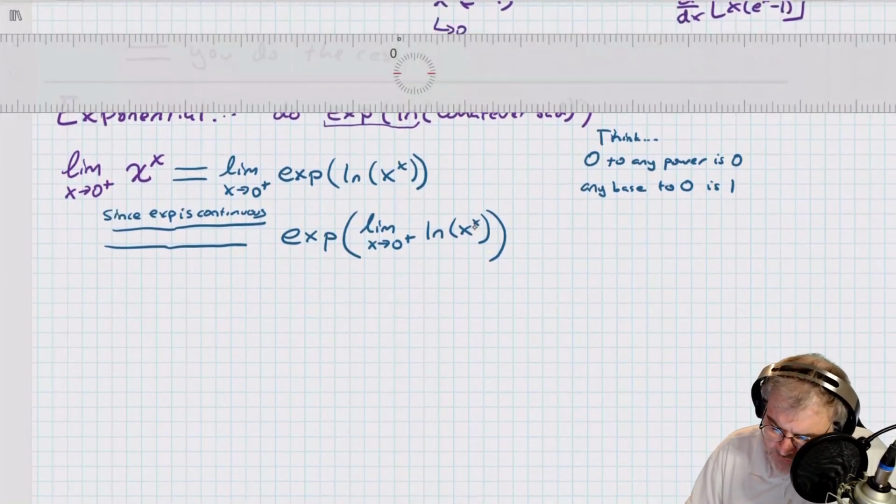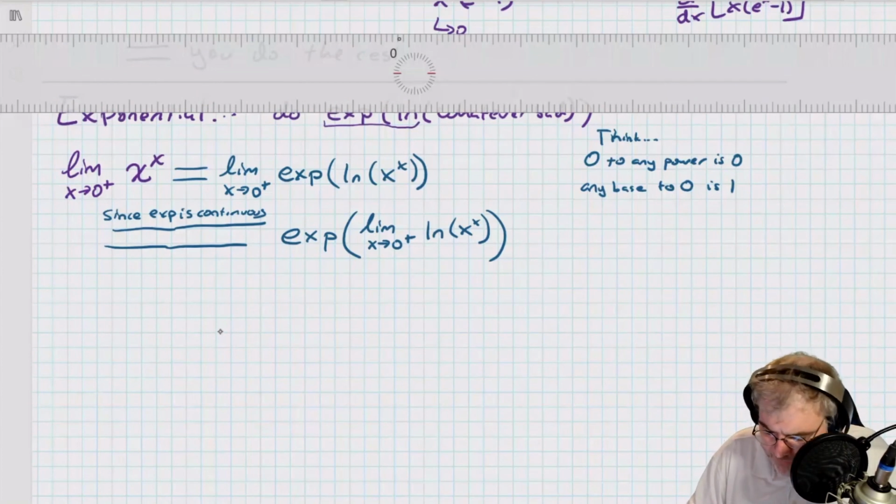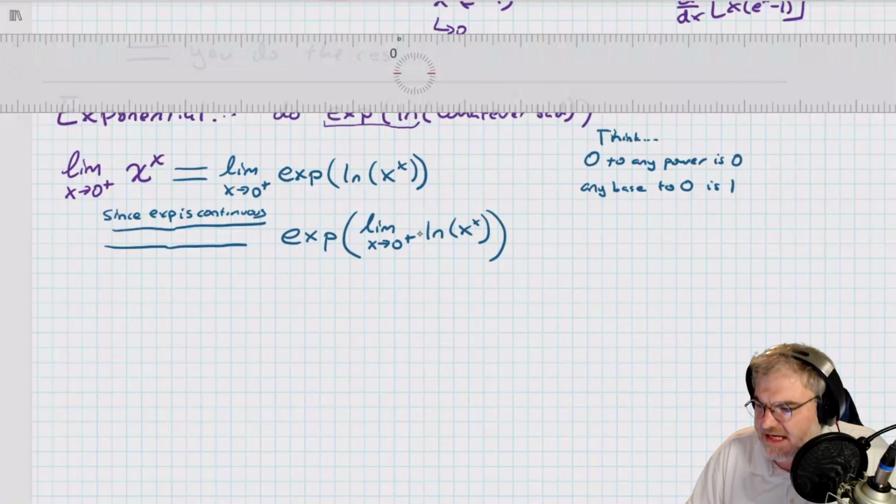Now, I use a little bit of algebra here. No calculus has been done yet, except for, of course, that. But I'm not taking any derivatives here. ln of x to the x equals x times ln of x.